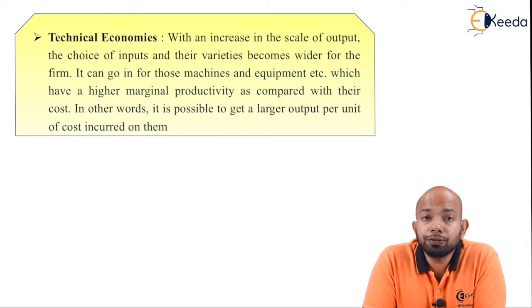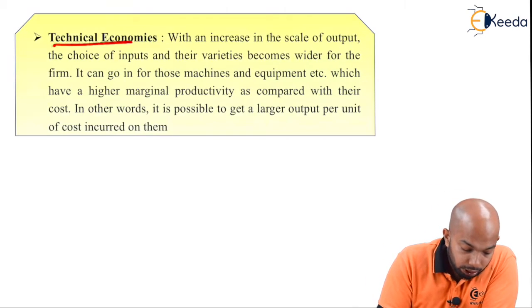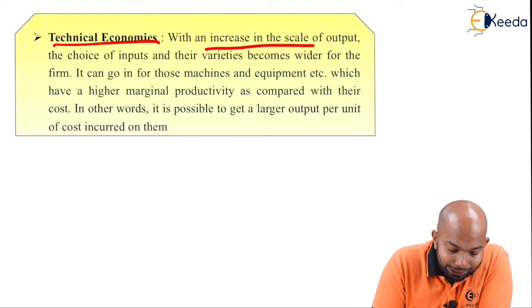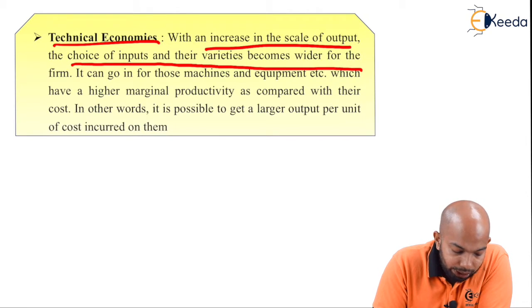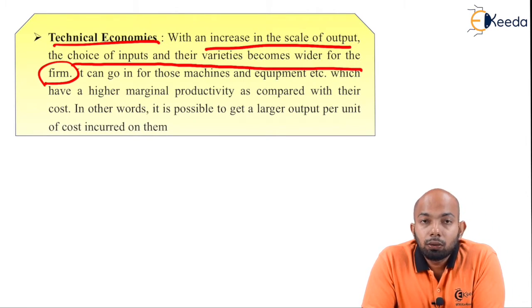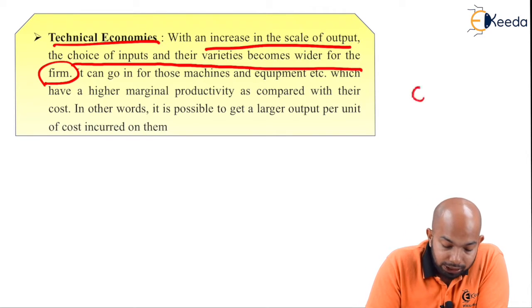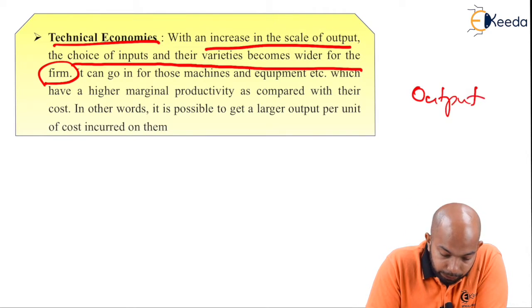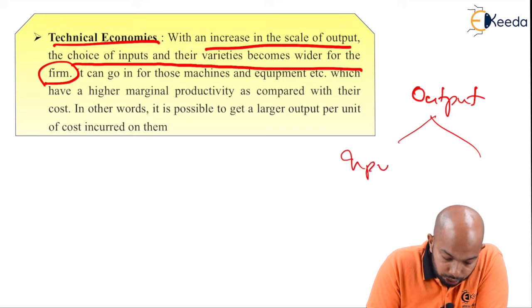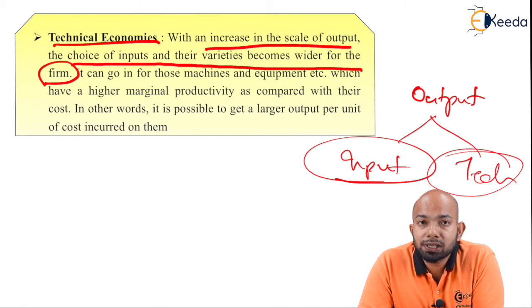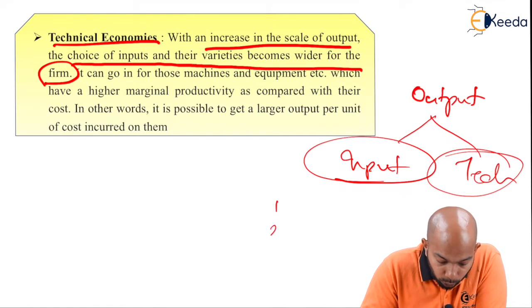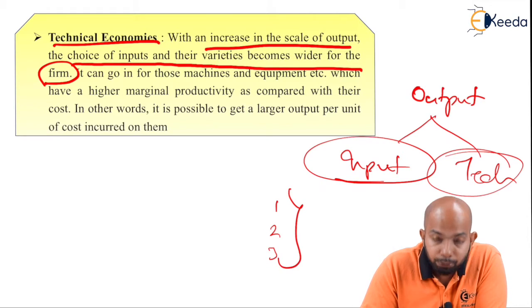Now, the next part refers to technical economies. With an increase in the scale of output, the choice of inputs and their varieties become wider for the firm. With an increase in the scale of the output, that means the output is increasing here, the choice of input and the technology that is used, both these things have to be chosen in a very specific manner. Now, inputs can be 1, 2, 3. You have 3 different inputs.